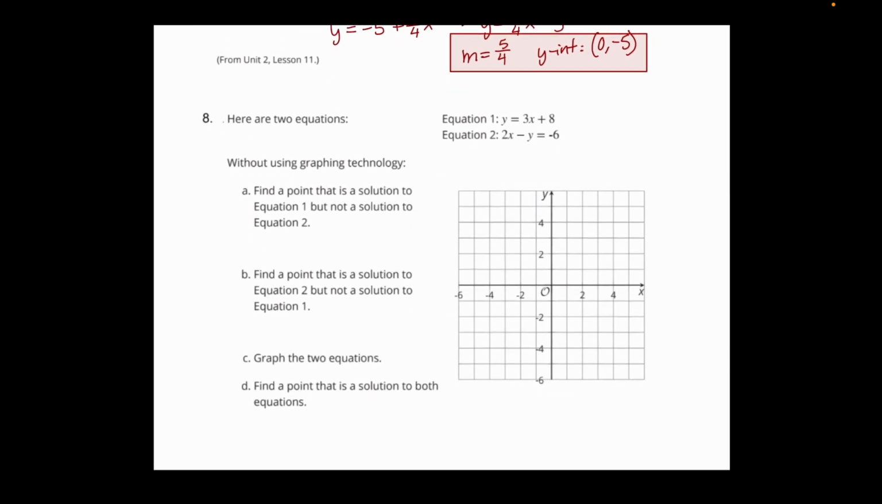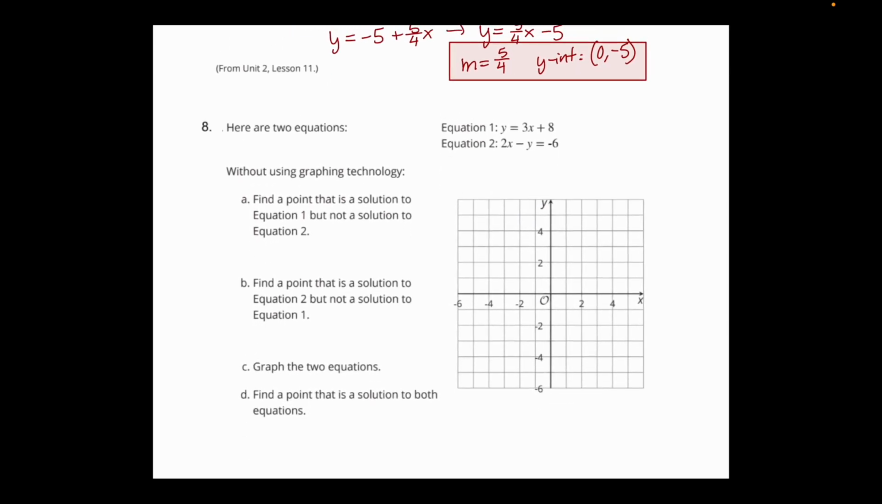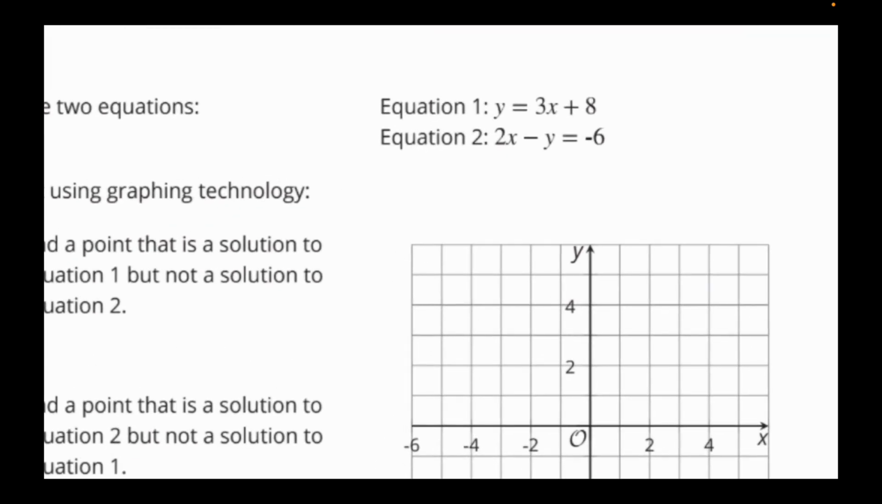Question number 8 is about two equations and using some graphing technology. Well, I'm not going to use technology to graph these, but you can use technology to find some of these points. So I'm going to first start out, I'm going to say that equation number 1, that one's going to be red, and then equation 2 is going to be blue. I'm going to start by graphing these. You're welcome to use graphing technology. You can use desmos.com/calculator, and that'll give you the graphing calculator.